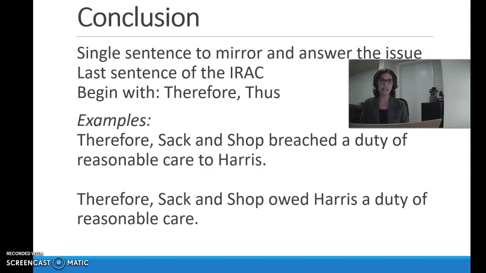So if your issue is whether Sack and Shop breached a duty of reasonable care to Harris, then your conclusion can just answer that. Therefore, Sack and Shop breached a duty of care to Harris. I really like concluding transitions like therefore or thus. It's also much like the transition in the analysis section. It's a really good signal to your reader that you are now closing the IRAC paragraph and you're concluding your entire paragraph. So again, keeping in mind, issue sentence and conclusion are going to be only one sentence each.